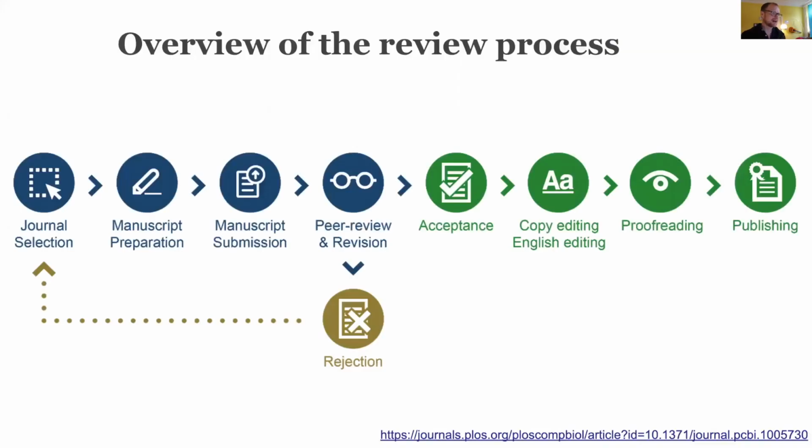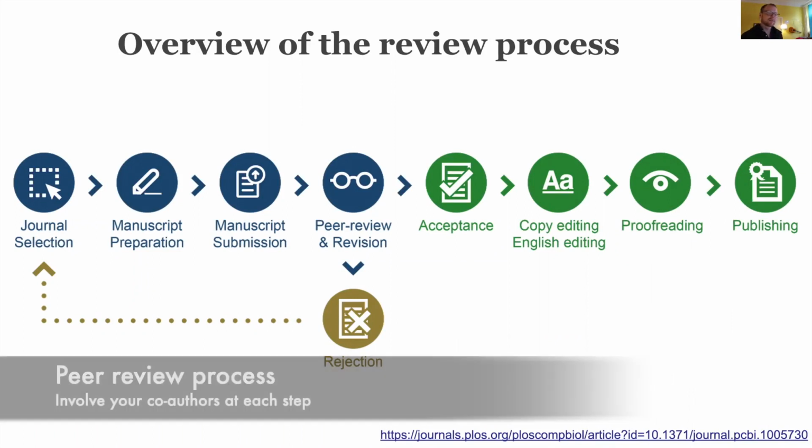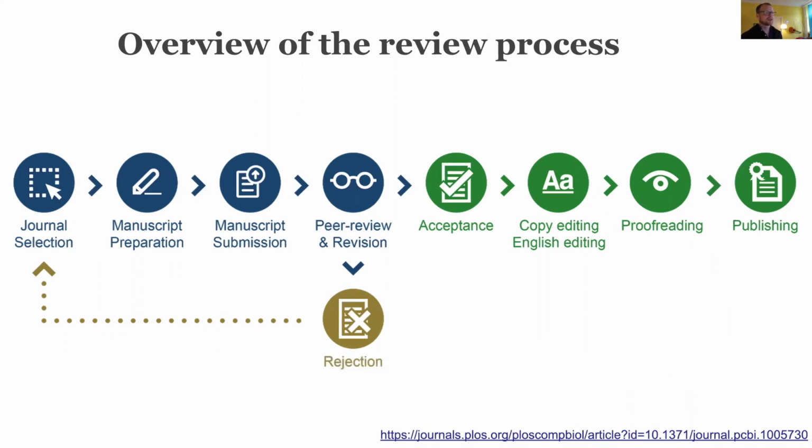So this is from another publication from PLOS Community. This is an overview of the review process, so understanding how reviews work. At first, here on the left-hand side, you select a journal. You prepare your manuscript according to that journal's requirements. Submit that manuscript to the journal. It goes through a peer review process and is possibly rejected. There may be another step where it goes directly from submission to rejection. And that's really a benefit in many ways.